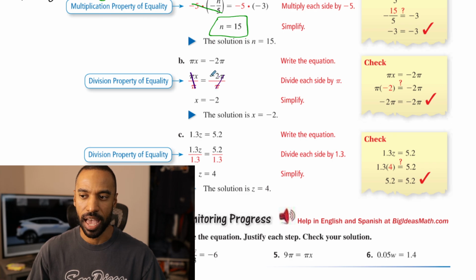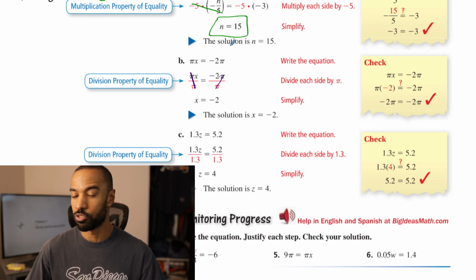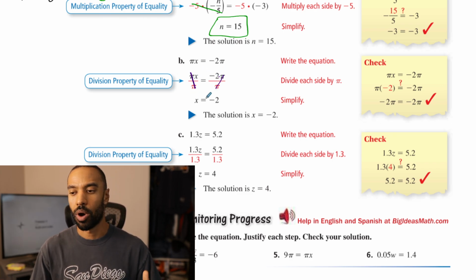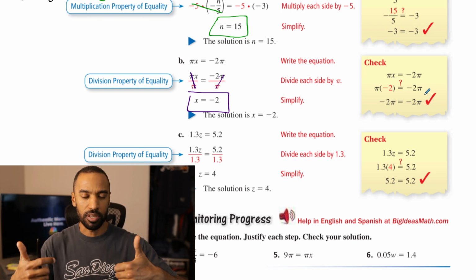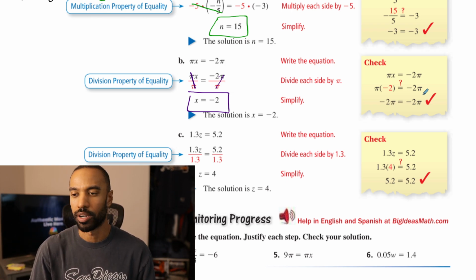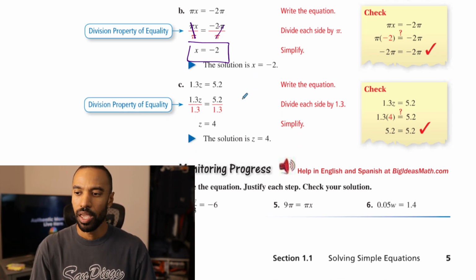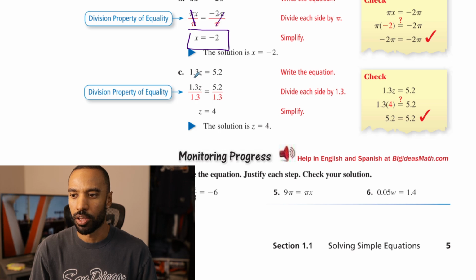How does pi times x equal negative 2 times pi? If x was negative 2, that would make them equal. So what we're doing is creating an equivalent expression such as that. We solved for it. You can double check it. Negative 2 pi equals negative 2 pi. Don't even need to know pi's value for that to be what it is. We're all good. Here's another division property of equality problem.